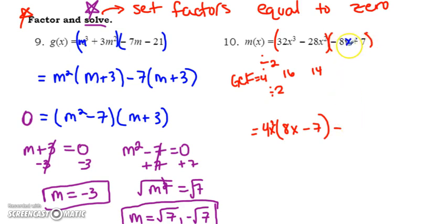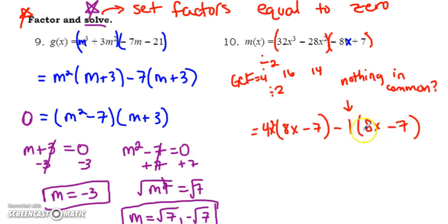Well, it looks like 8x and 7 don't have anything in common. When they have nothing in common, they have 1 in common because everything is divisible by 1. So we're going to take out a negative 1. So that's going to change the 8x to positive, the 7 to negative, and now we've got the exact same factor. So it looks like we've got 4x squared minus 1 and 8x minus 7.